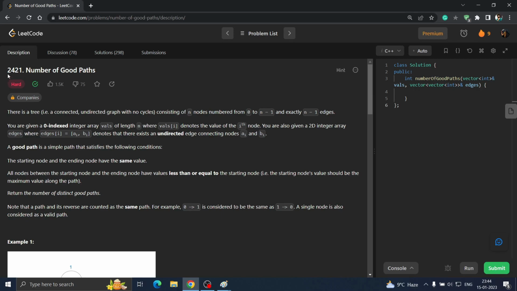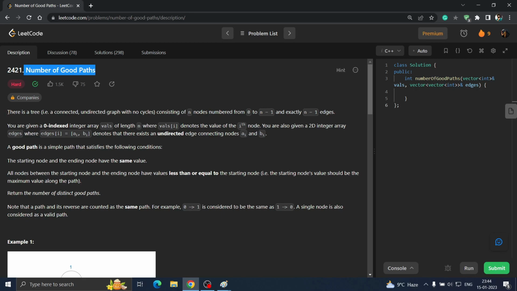That is question number 2421, number of good paths. It is a hard Leetcode question and it is a very good question. You may find various solutions for it, but I will give you the easiest and optimized solution you can find for it. Okay. So let us understand what the question is saying.